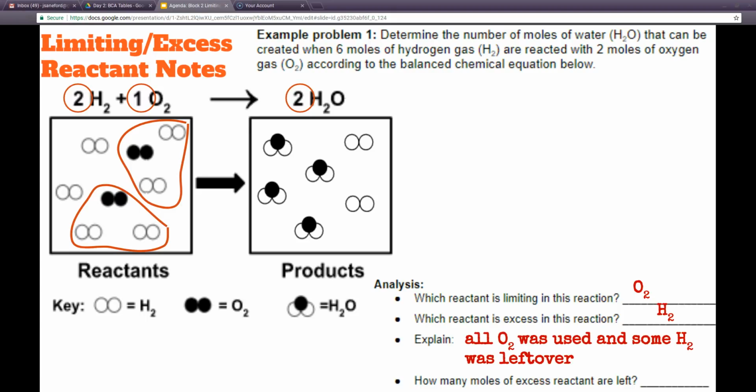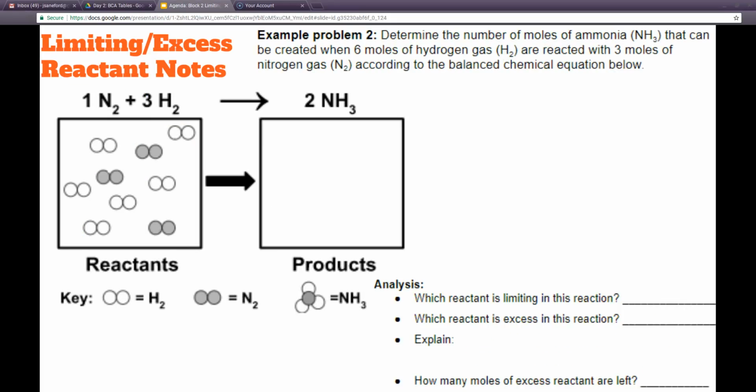for an explanation. So we would say something like all of the O2 was used and some of the H2 was left over. And then finally, how many moles of excess reactant are left? We would want to count up the moles. So each particle here in our particle model represents a mole. So there are 2 particles of hydrogen left, so we would say 2 moles.